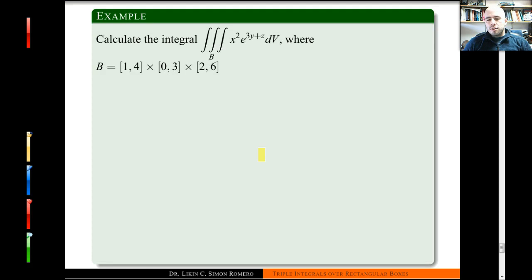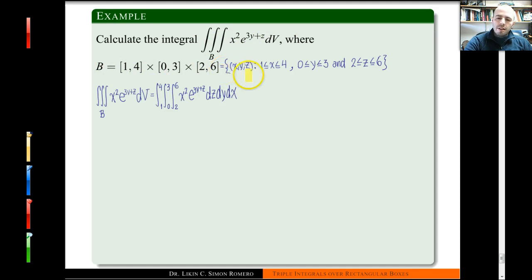Let me give you an example. Suppose that we have this integral over this box. The first thing we write is the box in set notation: x goes from 1 to 4, y goes from 0 to 3, and z goes from 2 to 6. Then we just choose a particular order in which we're going to integrate. Here I'm going to integrate first with respect to z, then with respect to y, and then with respect to x. As with integrals over rectangles, the order does not matter.